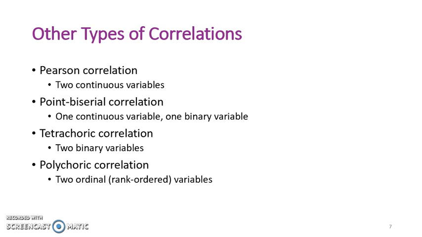A tetrachoric correlation is a correlation between two binary variables. These correlations should be analogous to the Pearson correlation if computed correctly. They make different distributional assumptions about the observed variables, so we're not assuming that the variables are continuous and normally distributed, as we are with a Pearson correlation. Lastly, we could examine a polychoric correlation, which is a correlation between two ordinal, rank-ordered variables.